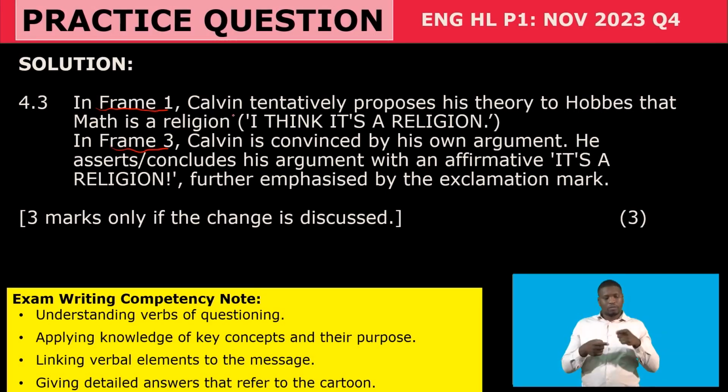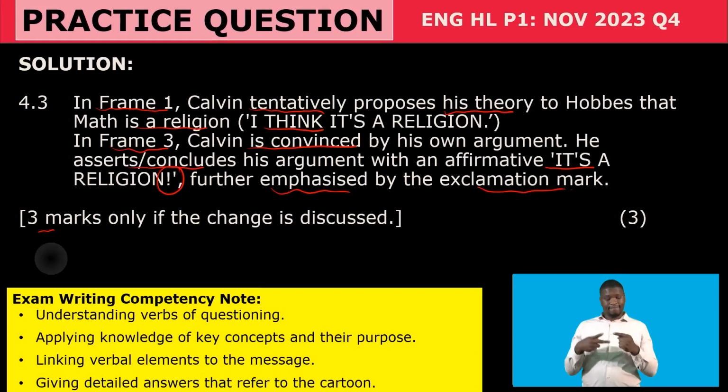So in frame 1, Calvin tentatively proposes his theory to Hobbes that math is a religion. He says, I think. In frame 3, Calvin is convinced by his own argument. He asserts, he concludes his argument with an affirmative. It is a religion. And this is further emphasized, of course, by the exclamation mark at the end. Here you would get 3 marks, 1 mark for frame 1, 1 mark for frame 3, and then 1 mark for the comment.